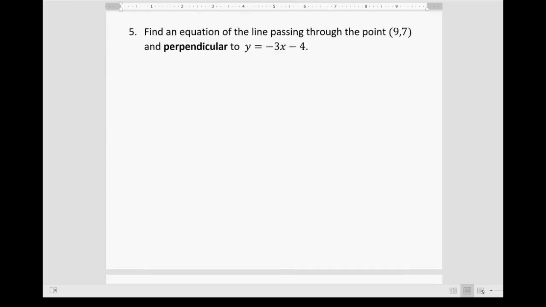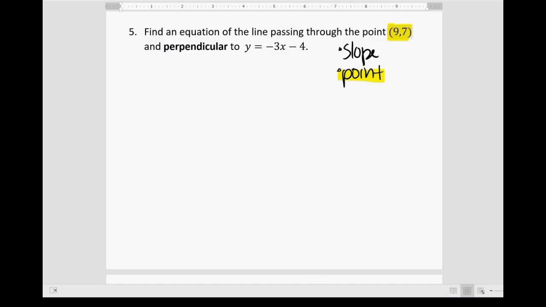Number 5. Find an equation of the line passing through the point 9, 7 and perpendicular to y equals negative 3x minus 4. So remember I said you need a slope of the line and you need a point on the line. So which one of these are we given right now? Well, we're definitely given the point. Good. But we need the slope. Now it gives us information to help us get the slope, but we don't just automatically have it yet.